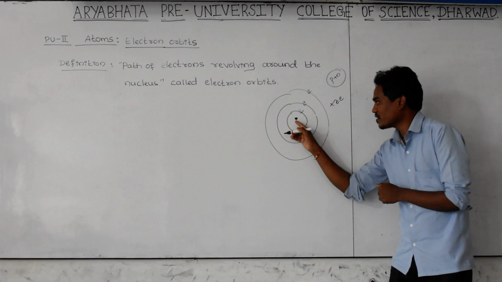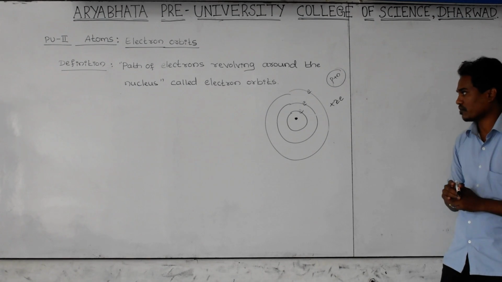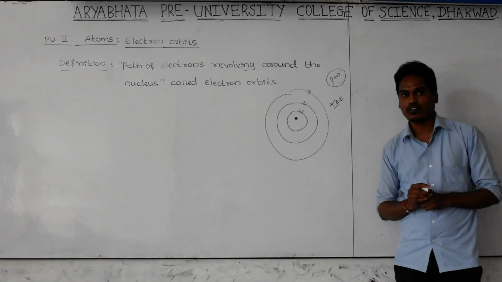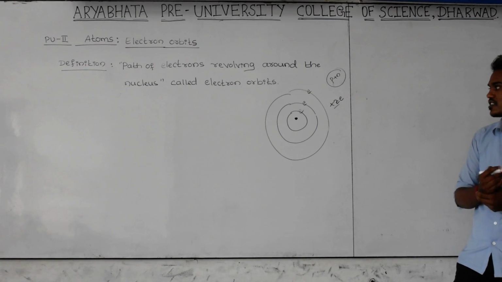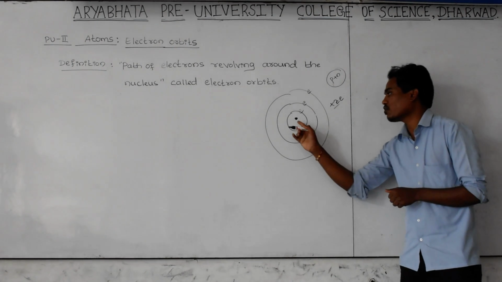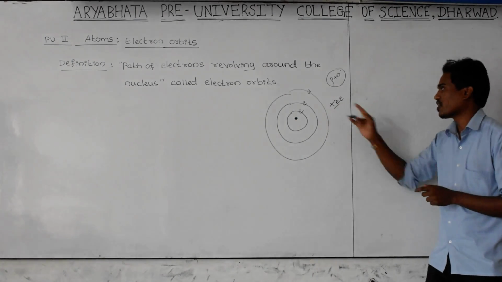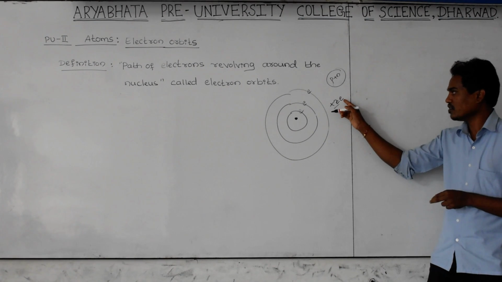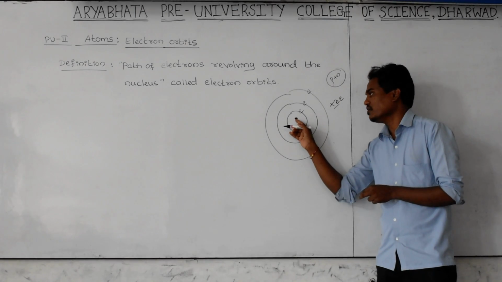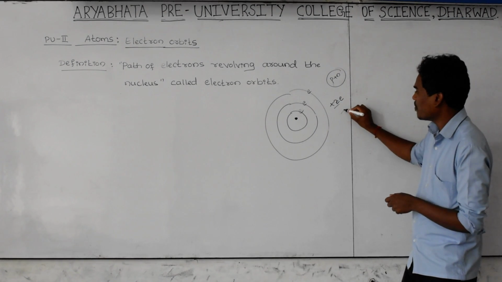The total charge of the nucleus becomes the number of protons into the charge of one proton. The number of protons is Z. Z is the atomic number, indicating the number of positive charges, that is, the number of protons concentrated in the nucleus. If you multiply the number of protons by the charge of one proton, you get the total charge of the nucleus.